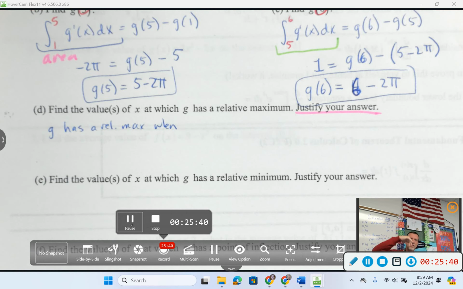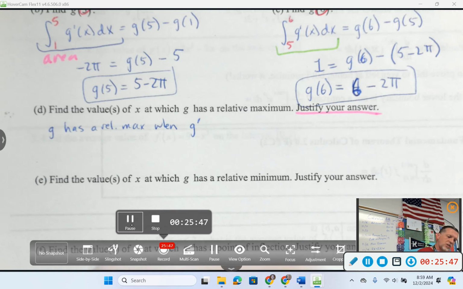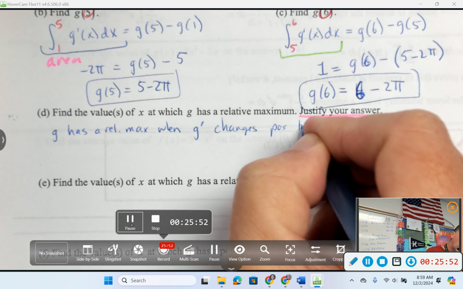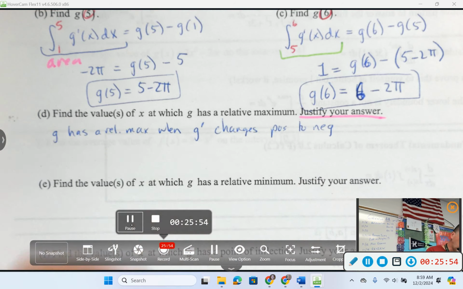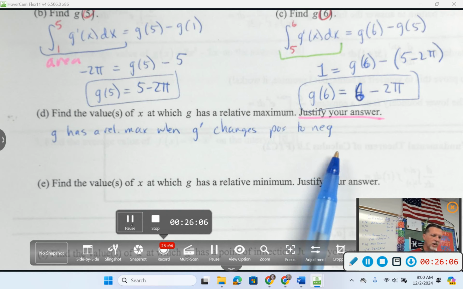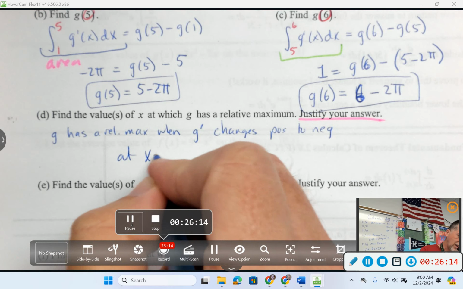G prime would be changing positive to negative. That's always true. G has a relative max if G prime changes positive to negative. Okay, well I have a graph of G prime. So now I'm just looking at my picture. Where does my graph change from positive to negative? At x equals 1.